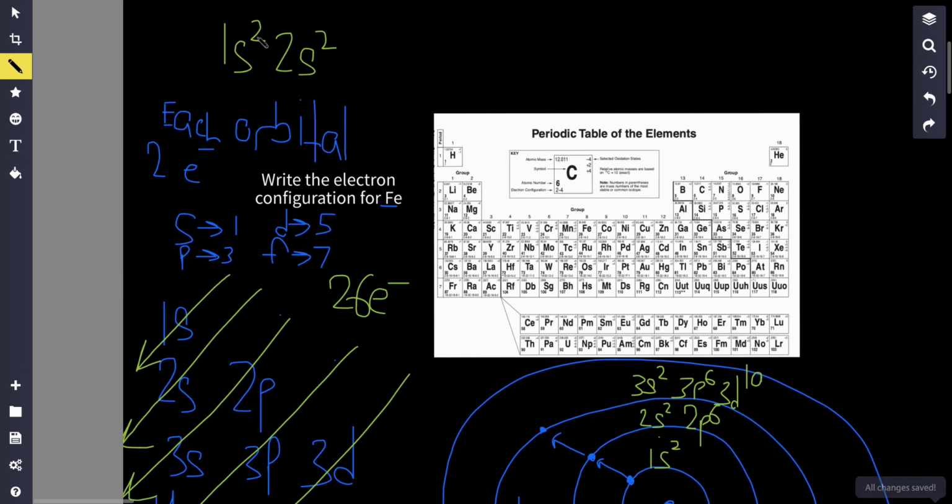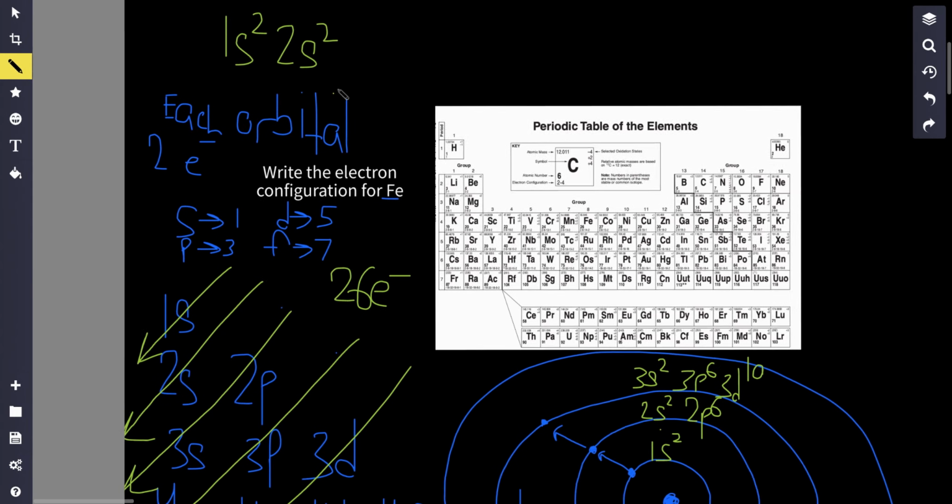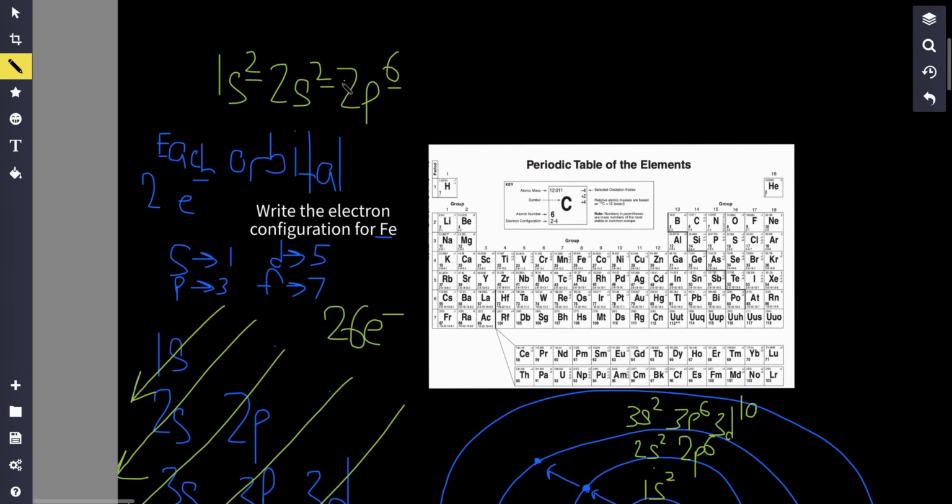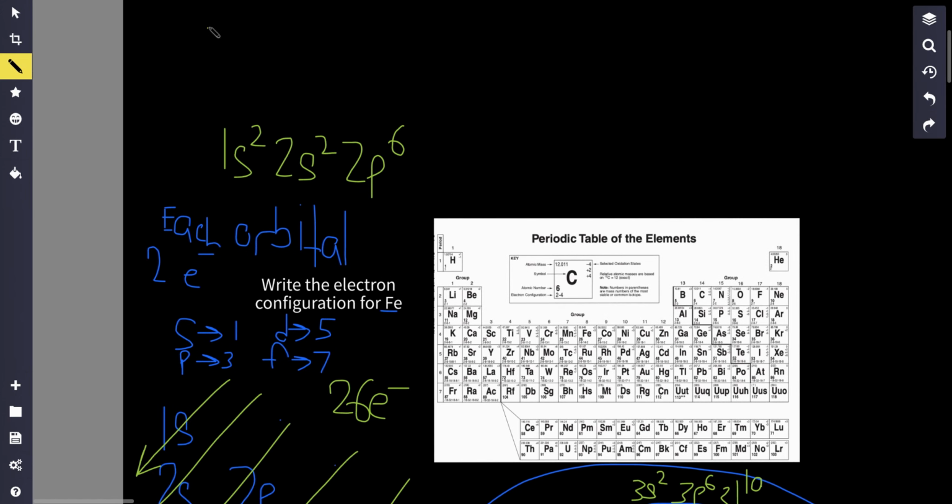So we know that the 1s orbital holds 2 electrons, the 2s orbital holds 2 electrons. We know that the 2p orbital holds 6 electrons in total, right? All the p orbitals hold 6 electrons in total. So now we have 1, 2, 3, 4, 5, 6, 7, 8, 9, 10. So we use 10 electrons in total, and now we have 16 left to go, okay?